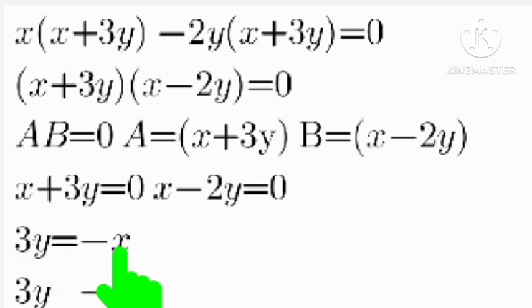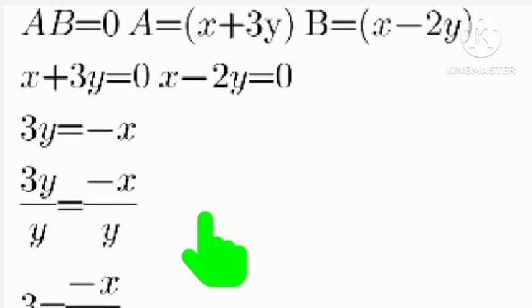Negative x. What is stopping y? What is stopping 3 from becoming the subject of formula again is because it is multiplied by y. So you want to divide both sides by y so that it will cancel out. Once you divide both sides by y, y will cancel this one, and we're going to have negative x over y is equal to 3.